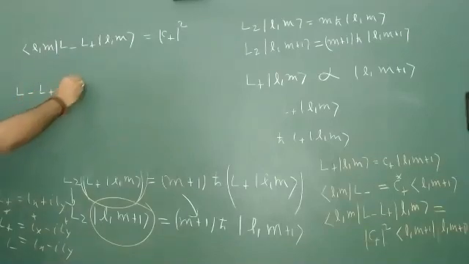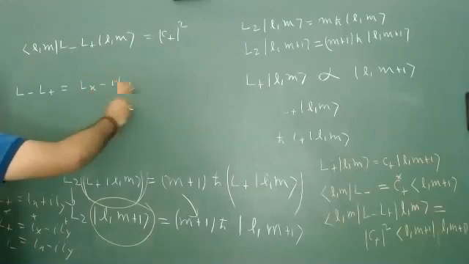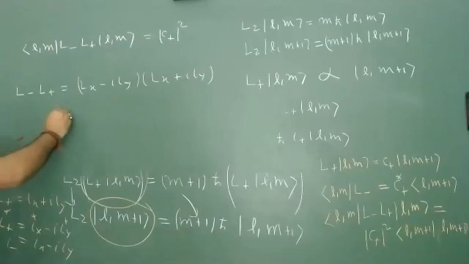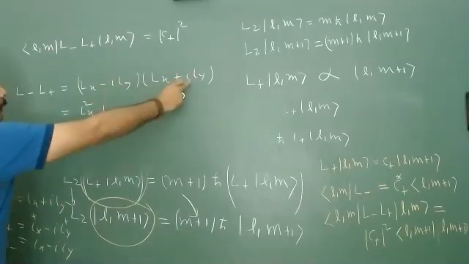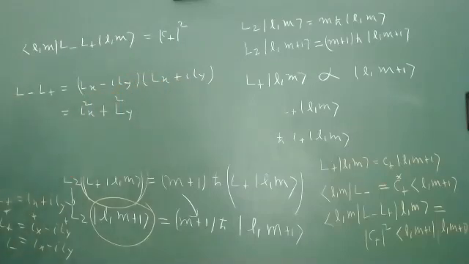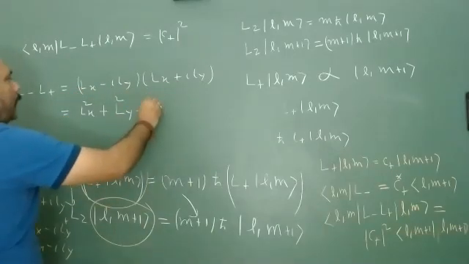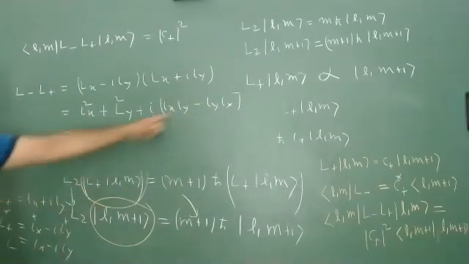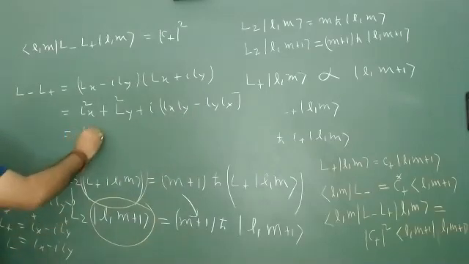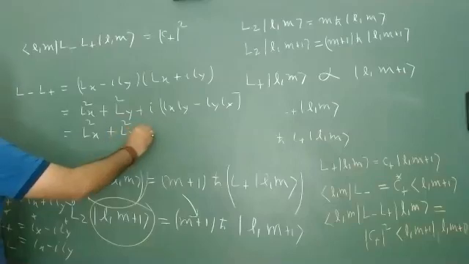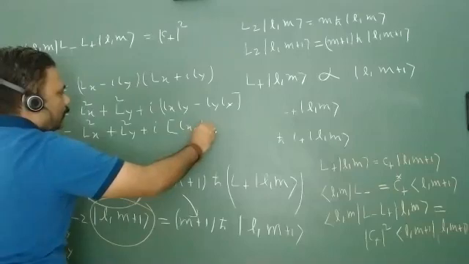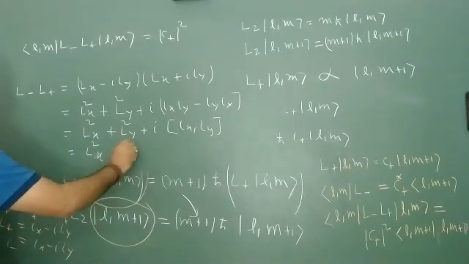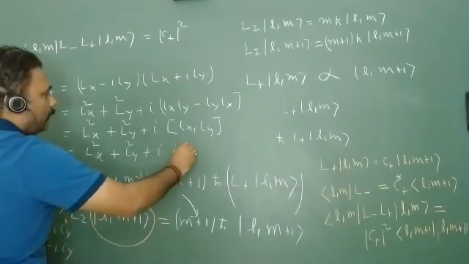L−L+ is equivalent to (Lx − iLy)(Lx + iLy). Now this is Lx² plus i times i, minus minus plus, so this will be Ly², and with Lx and Ly you can take i(LxLy − LyLx). What is this? This is nothing but the commutator of Lx and Ly. So you have Lx² + Ly² + i[Lx,Ly], which is Lx² + Ly² + i·iħLz.